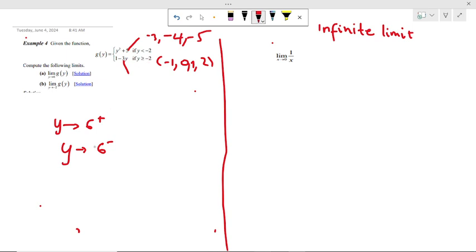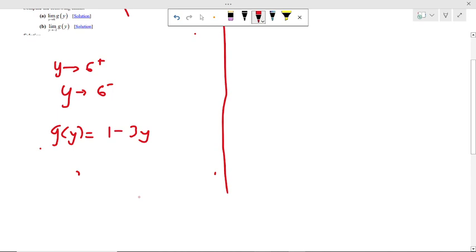So for y approaches 6, I'm supposed to use this expression. So I'll say g of y is equal to 1 minus 3y. Now I'm approaching from the positive direction first. So I'll do for 6.1, 6.001 and see the values that I get.